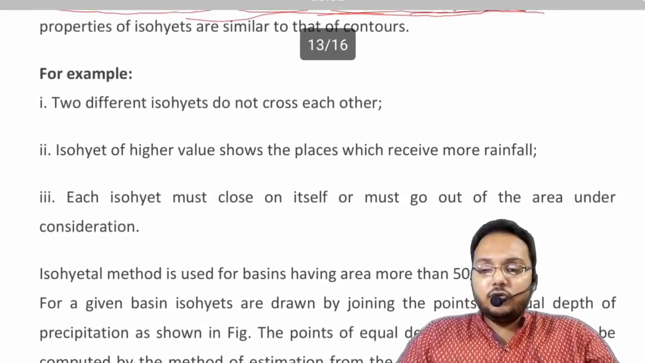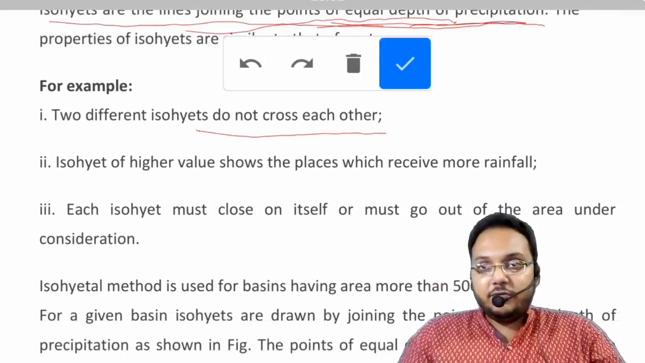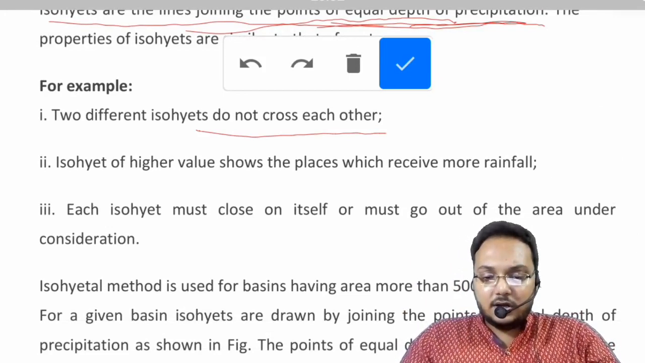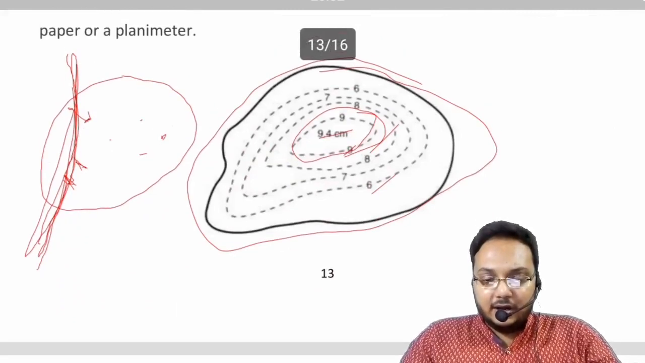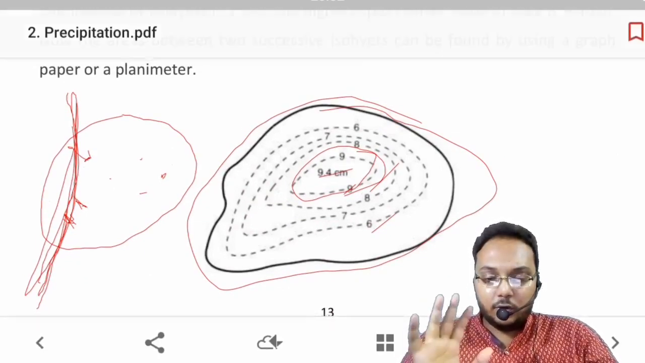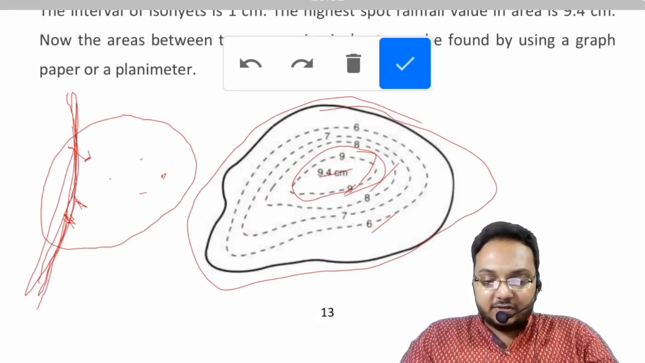For example, 2 different isohyets do not cross each other, just like contours. 2 different isohyets never cross each other. You can see in the figure, they are all separate circles or separate closed figures, and they are not overlapping each other. You can see it in the figure.